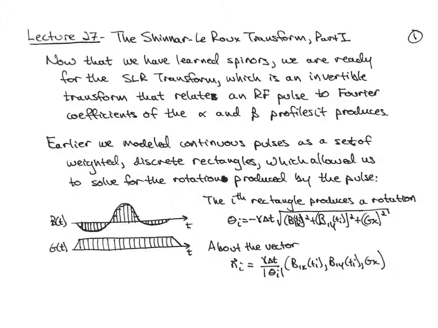Earlier, we modeled continuous pulses as a set of weighted discrete rectangles, which allowed us to solve for the rotations that are produced by the pulse by concatenating the rotations produced by each sub-rectangle of the pulse. So the ith rectangle of the pulse produces a rotation theta_i equal to minus gamma times delta t, the width of the pulse in time, times the strength of all the magnetic fields that are active during that time point. And this rotation is produced around a normalized vector n_i, which is equal to gamma delta t divided by theta_i times those magnetic field components. So the length of this vector is again 1.